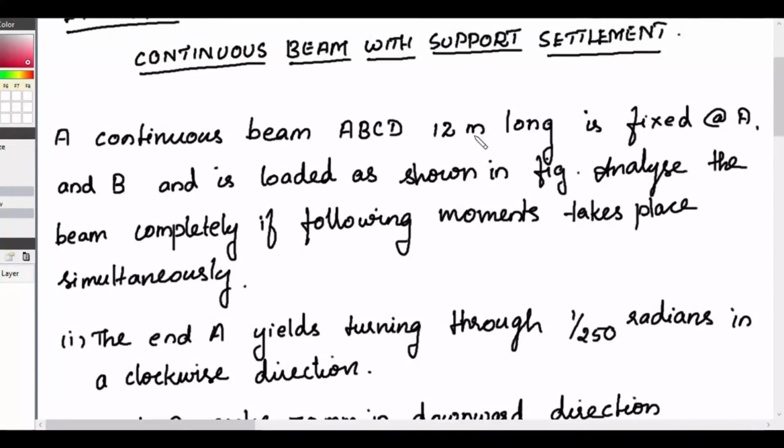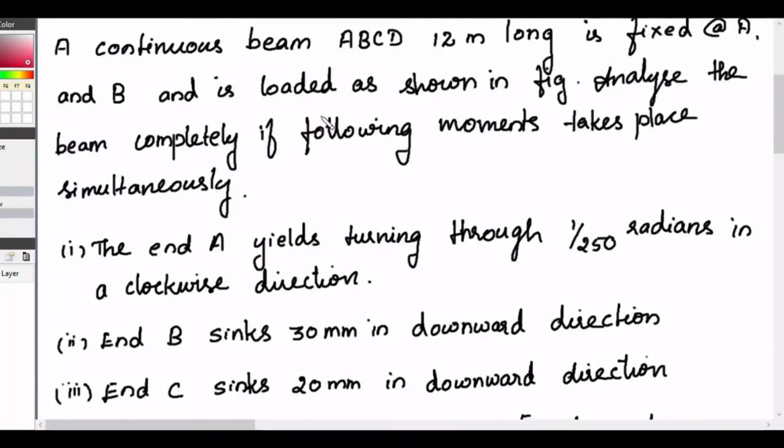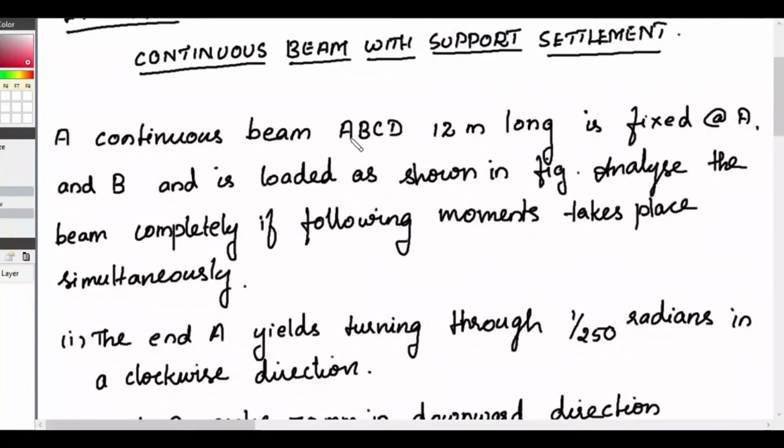So the given problem is a continuous beam ABCD, 12 meter long. That means it is a three span continuous beam and the beam is 12 meter long. It is fixed at A and D. It is not B, it is D. I will correct it. Okay. It is fixed at A and D. So A is fixed, D is fixed and is loaded as shown in the figure.